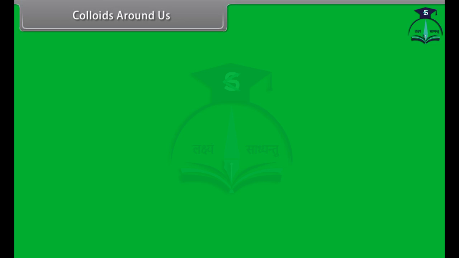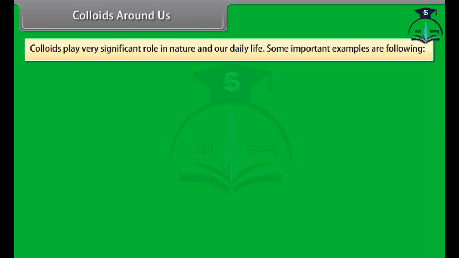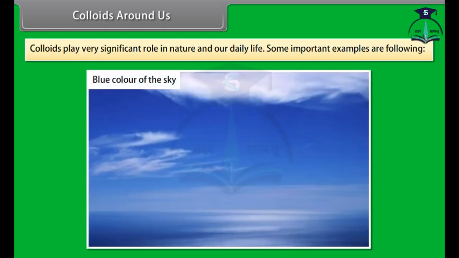Colloids around us. Colloids play a very significant role in nature and our daily lives. Some important examples are as follows. Blue color of the sky. It is due to scattering of light by colloidally dispersed dust particles in air that the sky looks blue.